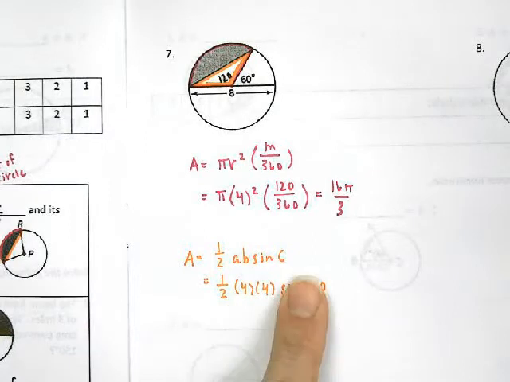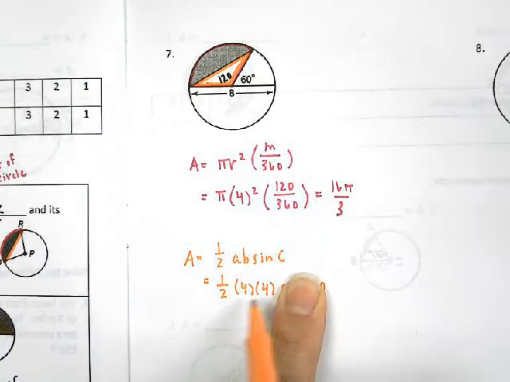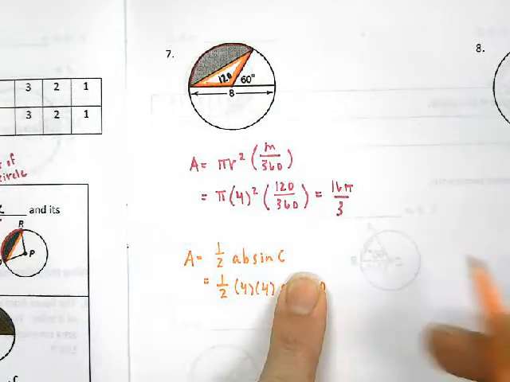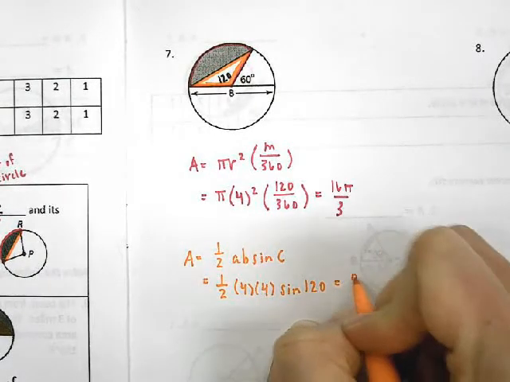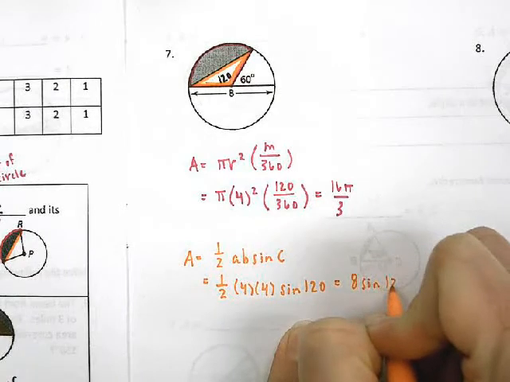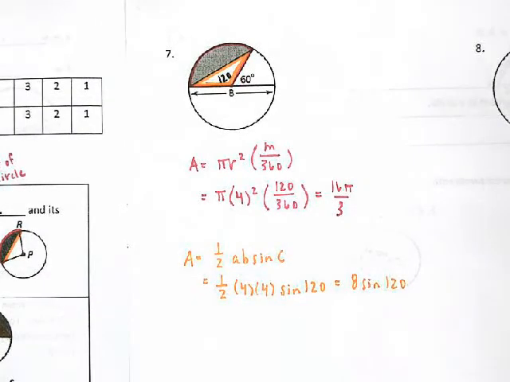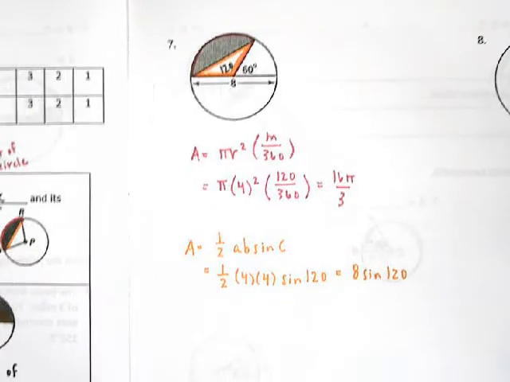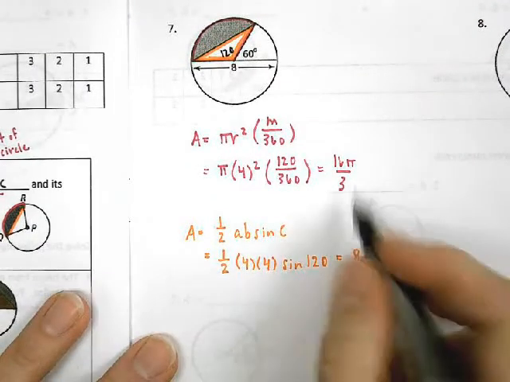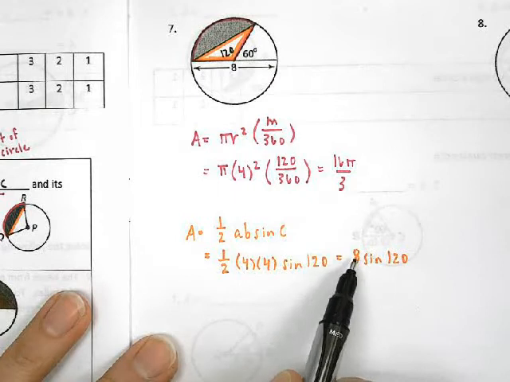So actually what I'm going to do at this point is leave the sine 120. I'm just going to work with my constants here. So 4 times 4 is 16, divided by 2 is 8. So I'm going to leave that as 8 times the sine of 120. Remember, we don't want you rounding at these middle steps. We want to leave it exact until the very last step. So now I've got the sector and my triangle.